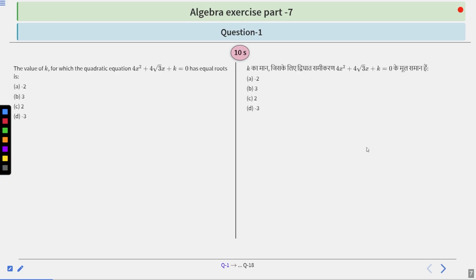Now moving on to the question. Question says that the value of k for which the quadratic equation 4x square plus 4 root 3x plus k equal to 0 has equal roots is option A -2, option B 3, option C 2, and option D -3. These are the options.